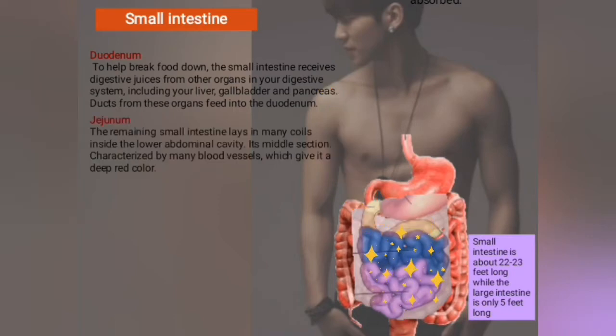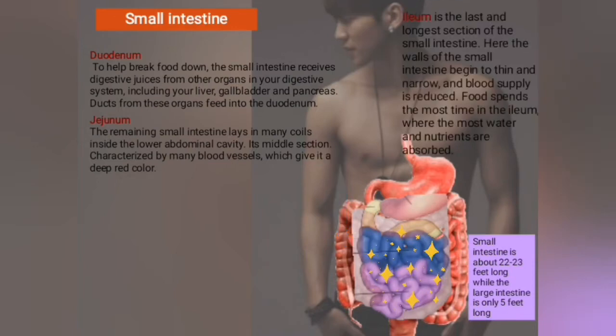Jejunum, the middle part of the small intestine, is characterized by many blood vessels which give it a deep red color. It absorbs most of the nutrients from digested food. Villi are longer in this area, and the absorption of carbohydrates and proteins occurs. Ileum, the last part of the small intestine, connects to the cecum. It helps further digest food coming from the stomach, and the absorption of vitamin B12 and reabsorption of conjugated bile salts happens here.